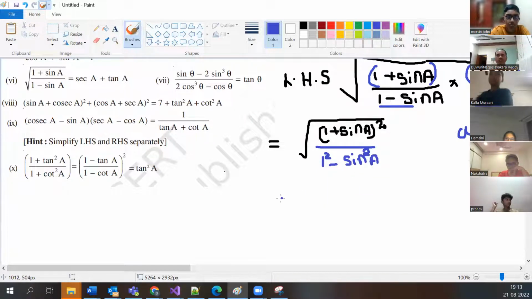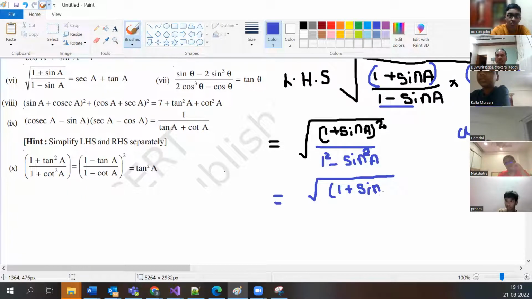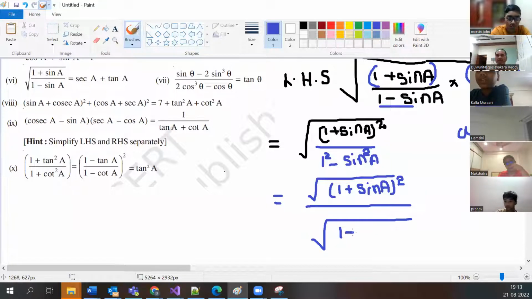Okay. Now distribute the square root to both numerator and denominator. So it will become 1 plus sine A, nothing to do with trigonometry, okay? 1 plus sine A whole square divided by the square root of 1 minus sine square A.